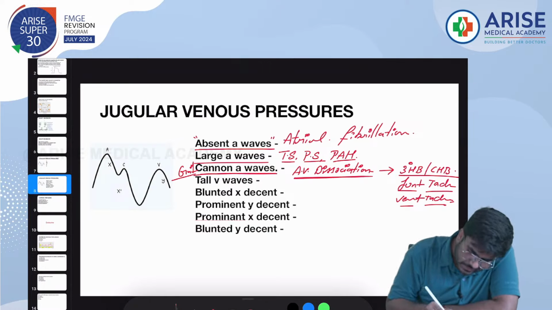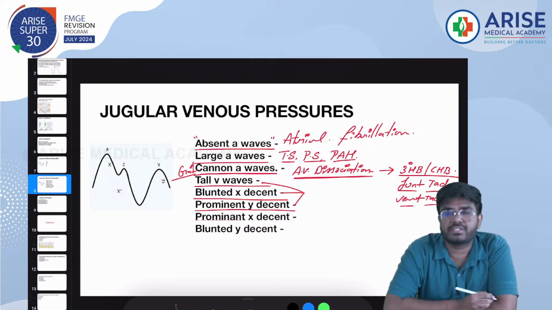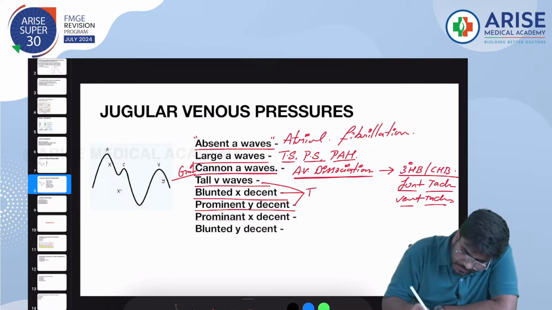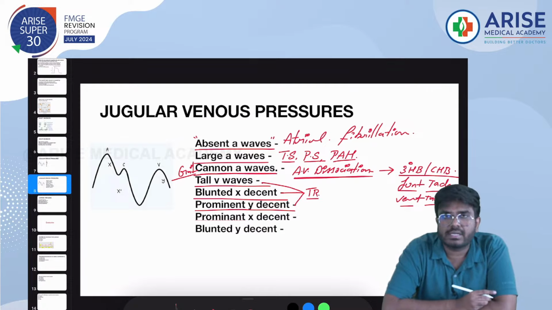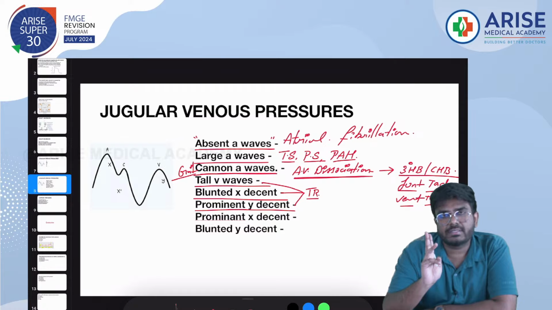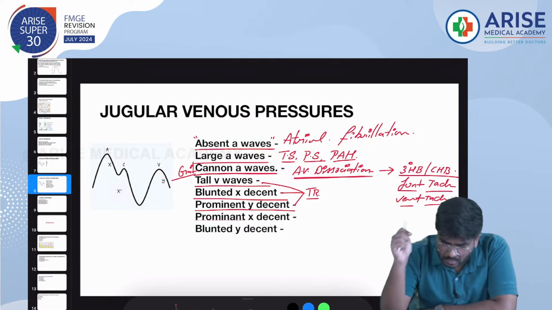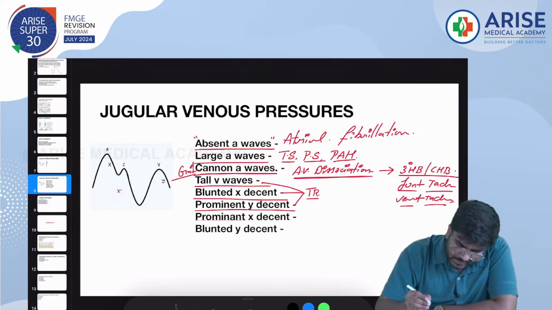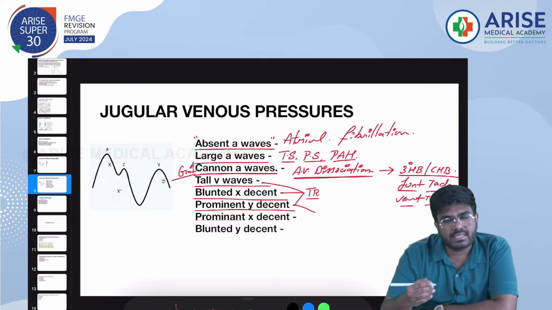Now say tall V waves, blunted X, prominent Y. See these three findings. These three findings are going to be seen in one condition. That is tricuspid regurgitation. In this condition, the patient is going to have three JVP findings: blunted X, prominent Y, and tall V waves. Not only that, here the point is this prominent Y. Yes, it is seen in tricuspid regurgitation.